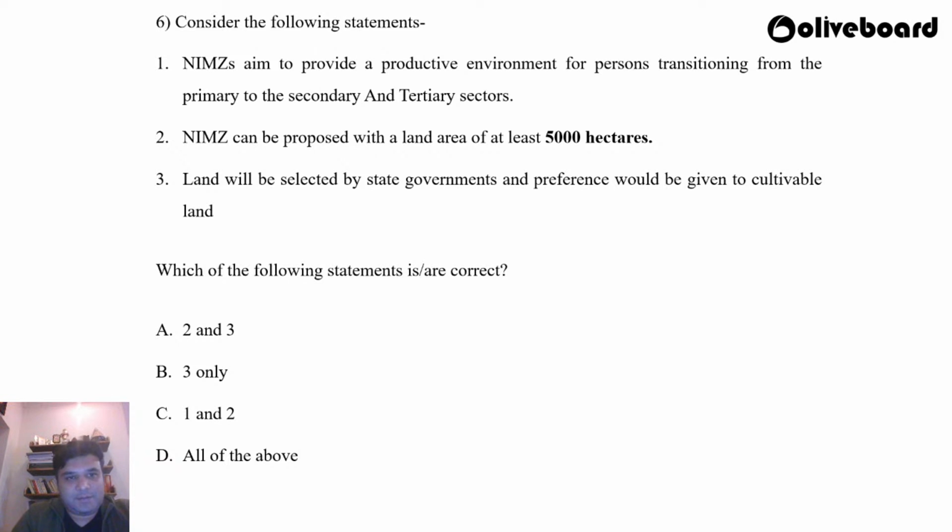क्वेश्चन नंबर 6. कंसिडर द फॉलोइंग स्टेटमेंट्स. NIMZ aims to provide a productive environment for persons transitioning from the primary to the secondary and tertiary sectors. NIMZ can be proposed with a land area of at least 5,000 hectares. Third, land will be selected by state governments and preference would be given to cultivable land. Okay. Now, which of the following statements is or are correct? A, 2 and 3, B, 3 only, C, 1 and 2, D, all of the above.